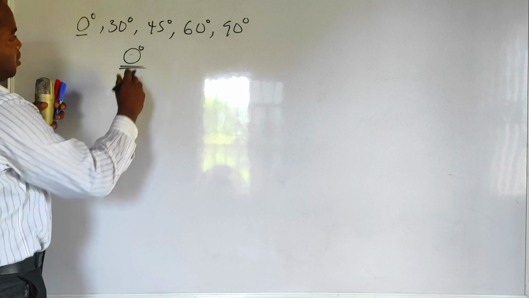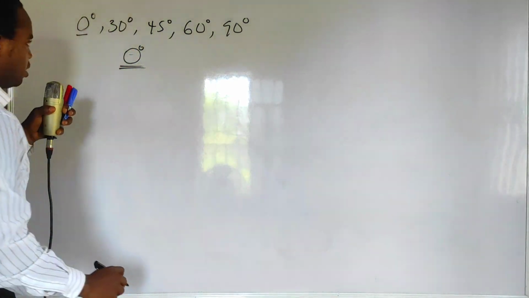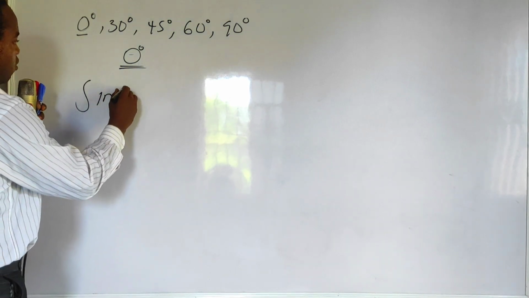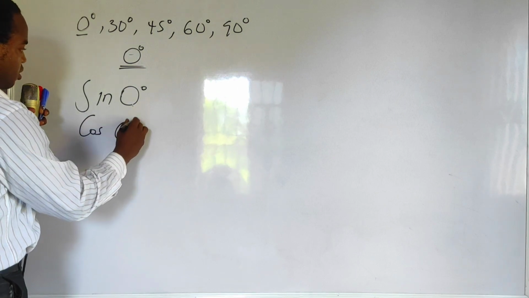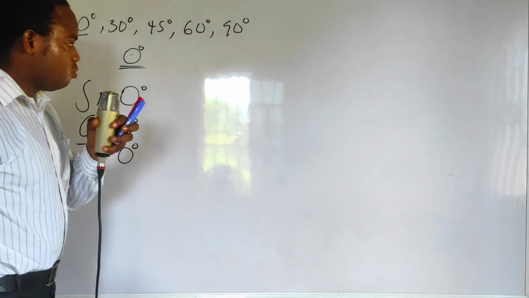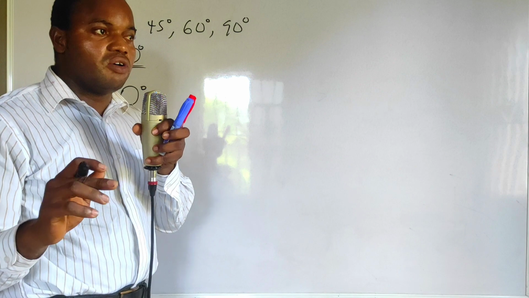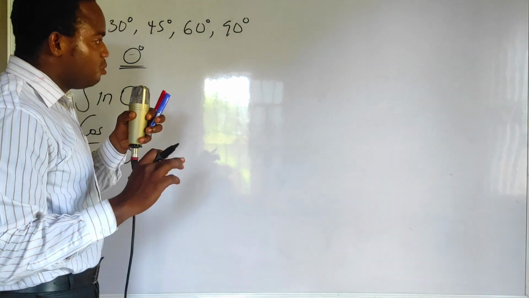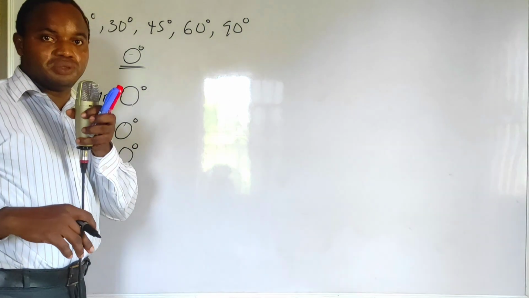So, how do we obtain the trigonometric ratio of angle 0 degree? This is what I mean: what is the sine of angle 0 degree, what is the cosine of angle 0 degree, and what is the tangent of angle 0 degree? I wouldn't want you to use a calculator or the trigonometric table for this. We are going to make use of a degenerate triangle to obtain these trigonometric ratios.